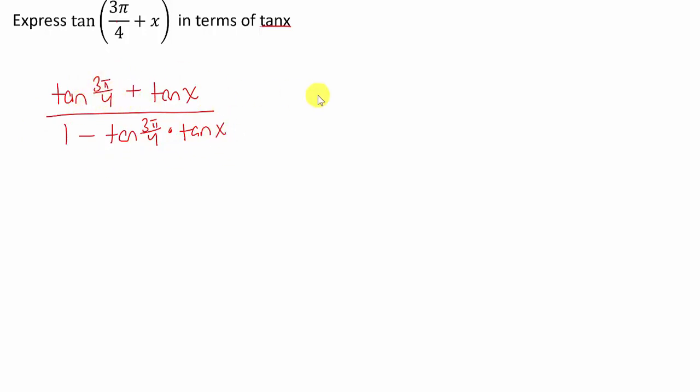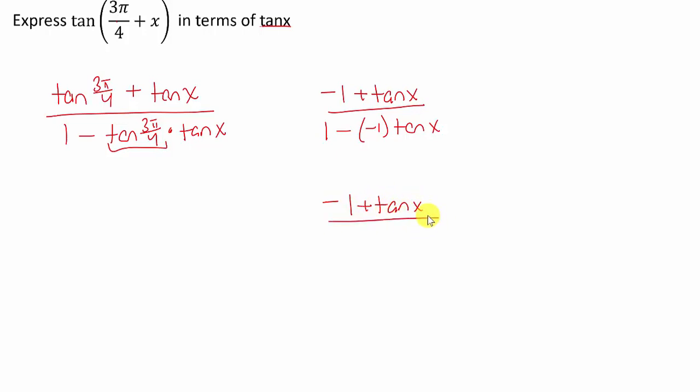So tangent of 3 pi over 4 is actually -1. So on the top I have -1 plus tangent of x. And then on the bottom, I'm going to have 1 minus, remember this part is -1, so be careful with your signs, times tangent of x. And so this double negative is going to make this on the bottom positive. So I'm going to have -1 plus tangent of x over 1 plus tangent of x. So now be careful because I can't actually cancel anything out since this is negative and this is positive. So I am done. And this would be my answer.